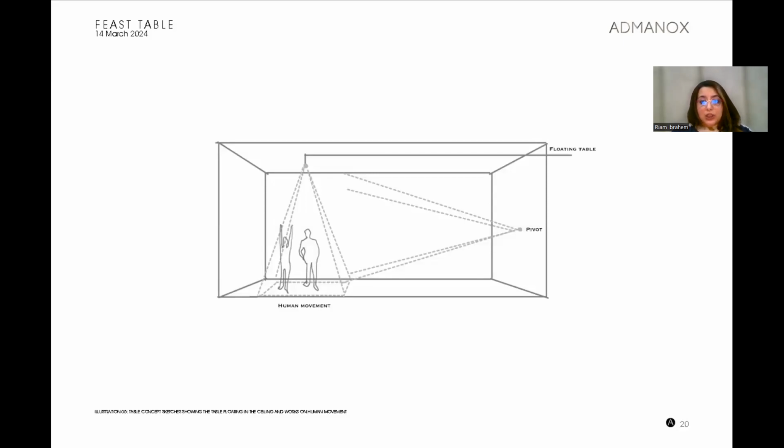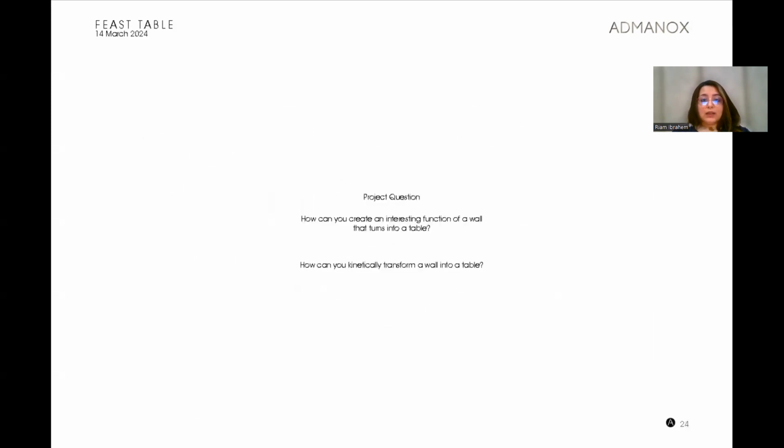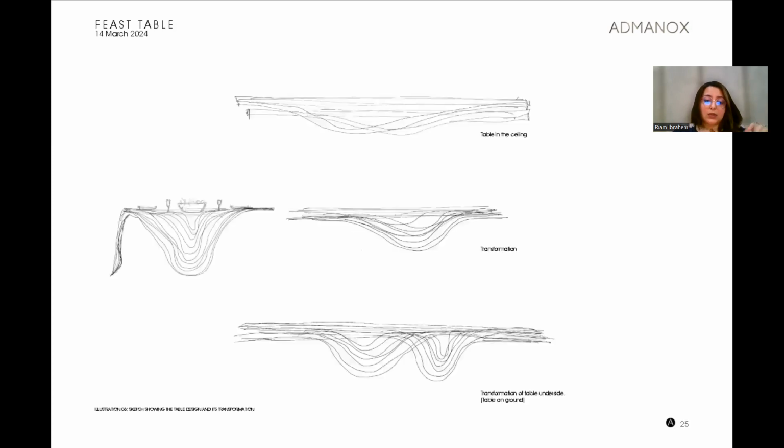So this was the initial sketch of getting the human involved in this. So this is a human movement, clap of a hand, and then you will get the floating table coming down or a pivot on the wall. And I started with this, and then it evolved into how can you create an interesting function of a wall that turns into a table, or how can you kinetically transform a wall into a table. And that's what I was focusing on, which is the last question.